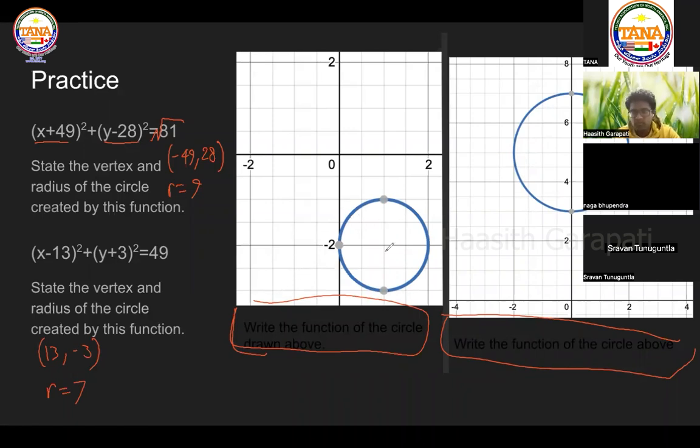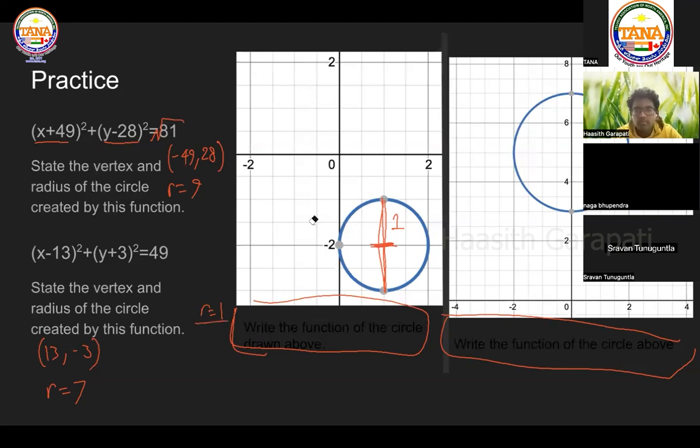Okay, now I say write the function of the circle drawn above. So, first order of business is finding the radius. That's actually pretty easy. You just draw a line from the topmost to the bottommost point, cut that line in half, and you see what the value of that half is, and that's your radius. In this case, the length of the radius is going to be 1. So r is equal to 1. And then, okay, what is the origin?